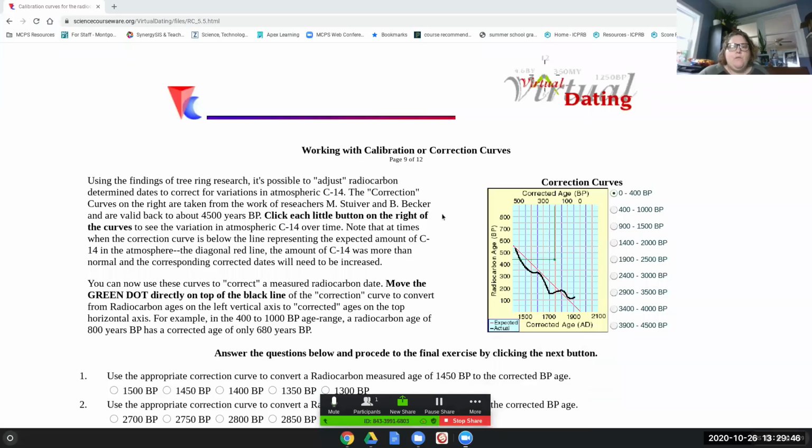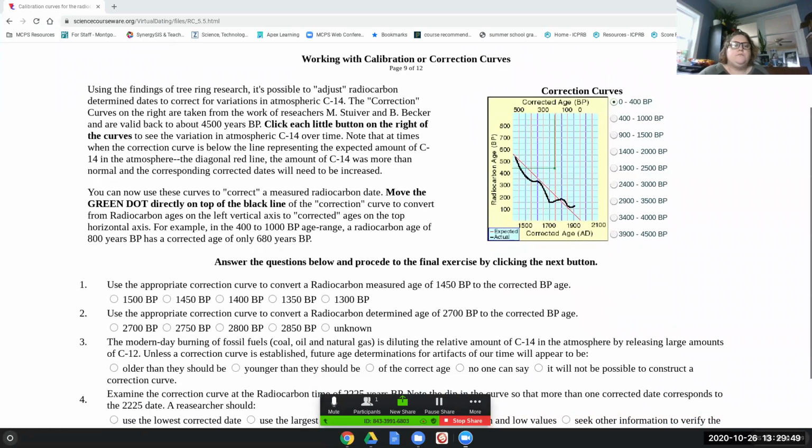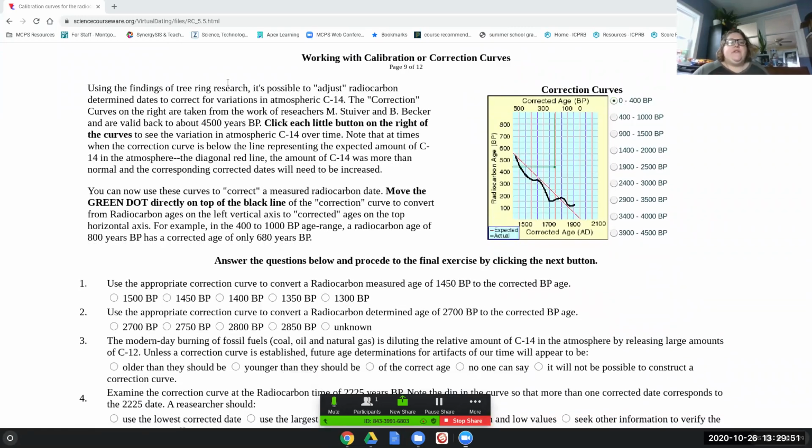All right, hopefully you made it. Use the findings of tree ring research. It's possible to adjust radiocarbon determined dates to correct for variations. So we're going to adjust using this graph. So if we move this dot around the curves, so that we can see our line, the red line is what was expected. The black line is actual.